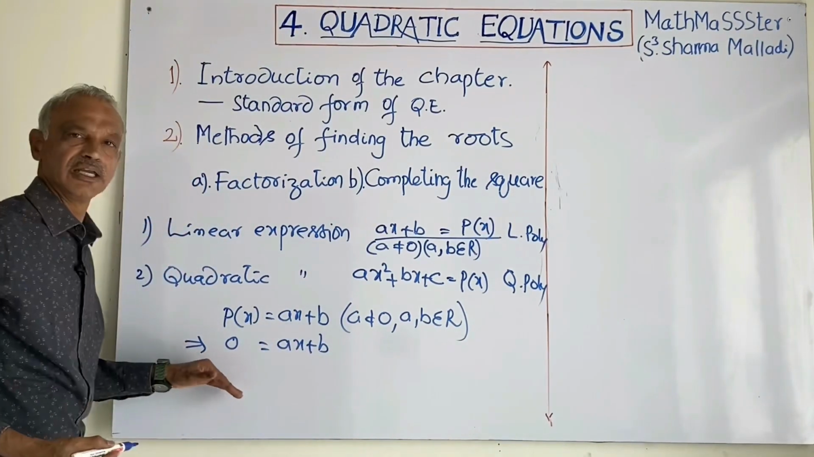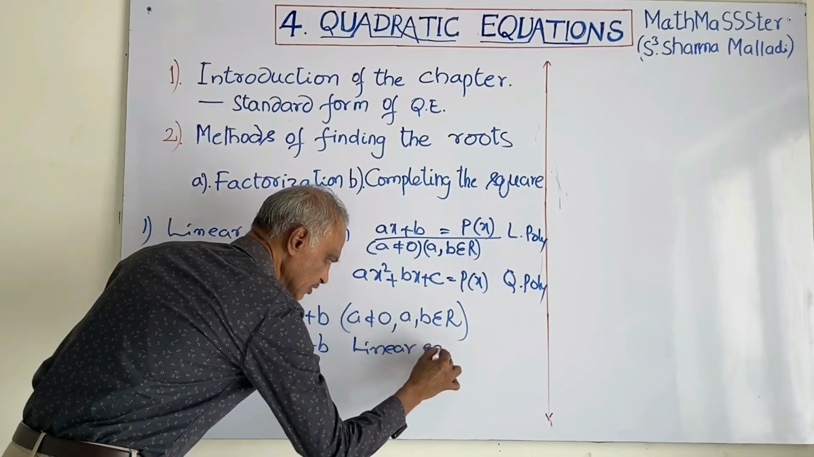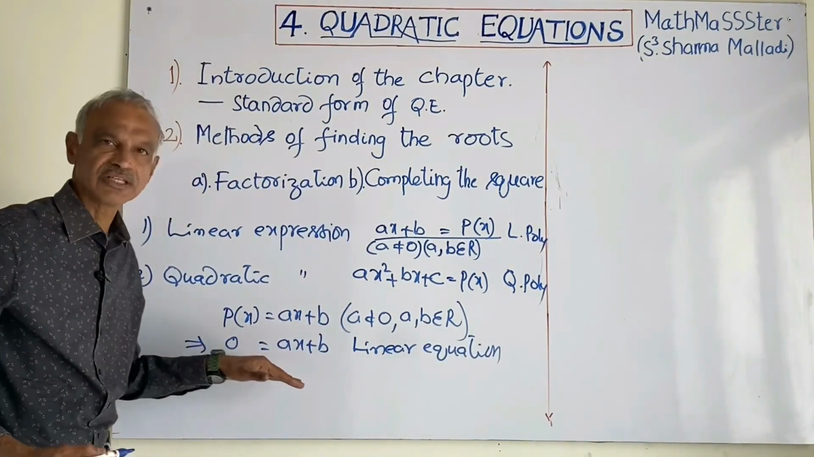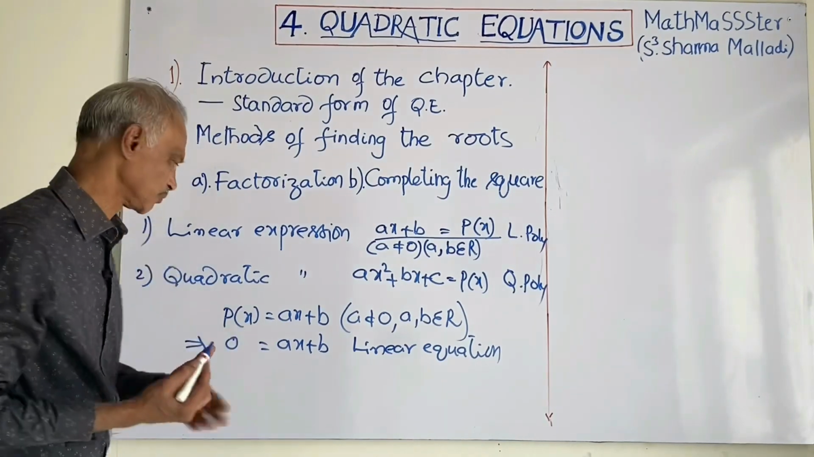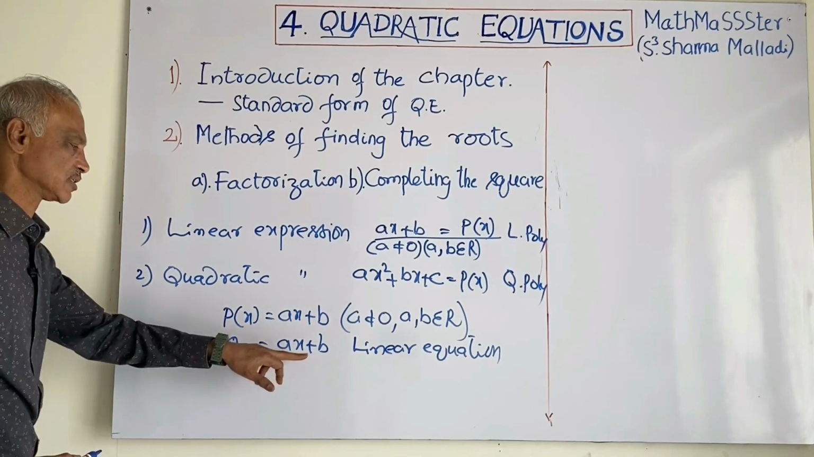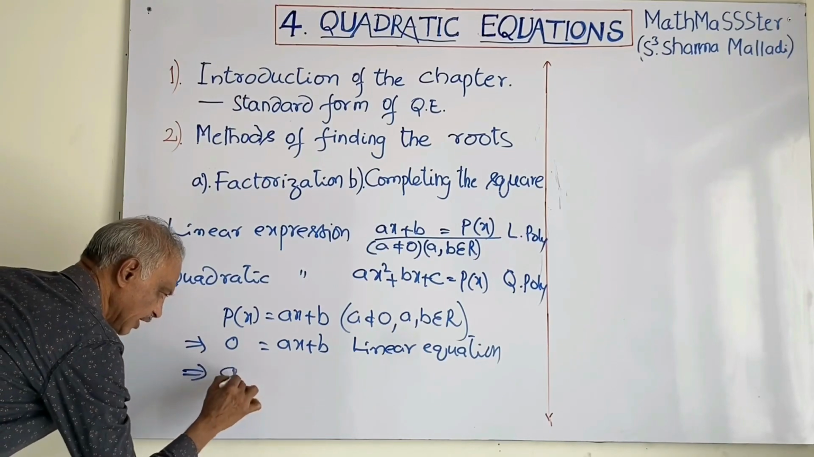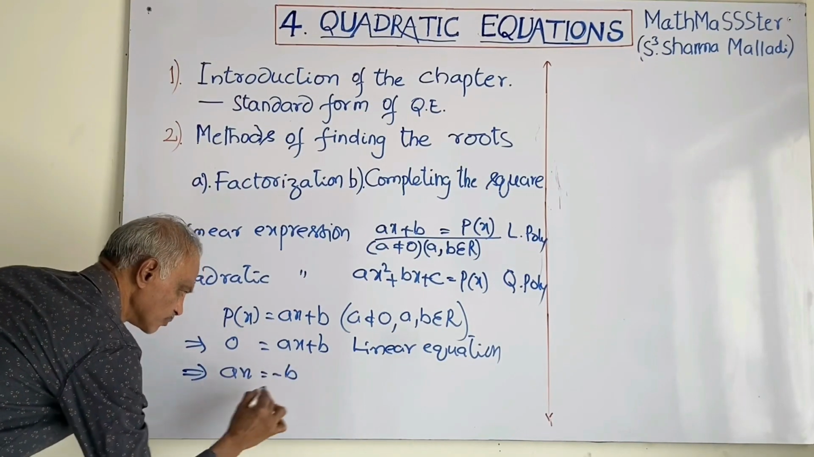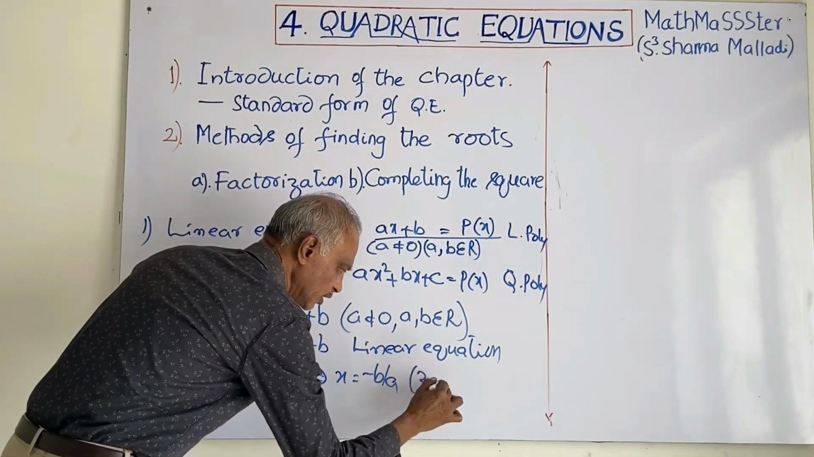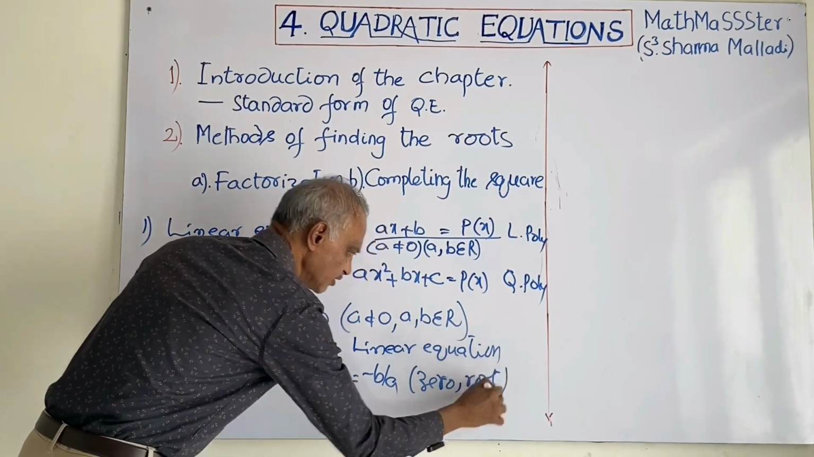this is a linear equation. We know it will have one zero or one root. What is the root of this linear equation? ax plus b is equal to 0. Then you see, I will do it. ax is equal to minus b, and you will get x is equal to minus b by a. This is the zero or root. Root means the value of x.